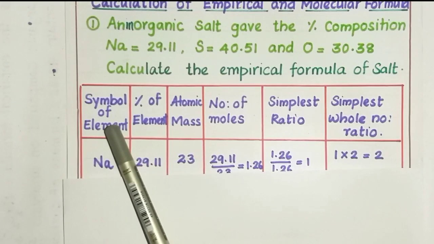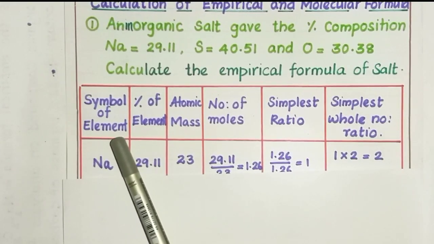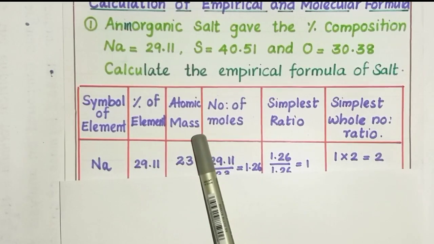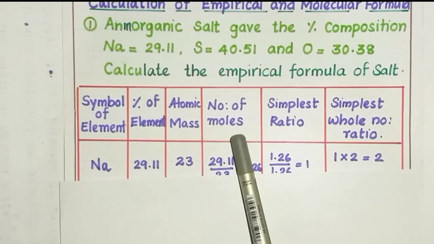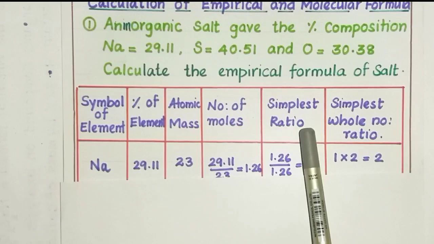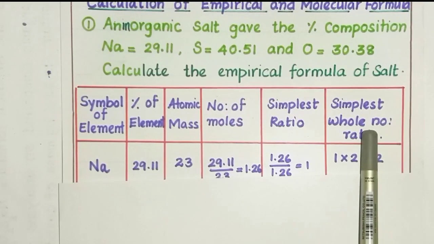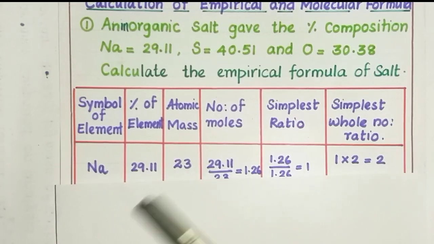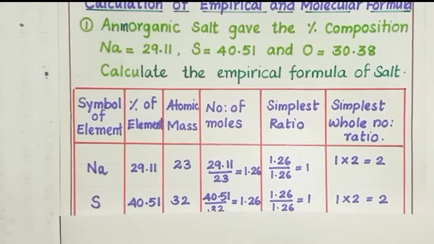So, learn by heart. First column, symbol of element. Second one, percentage of element. Third one, atomic mass. Next one, number of moles, next one simplest ratio, last one simplest whole number ratio. Then in these columns we substitute the values.